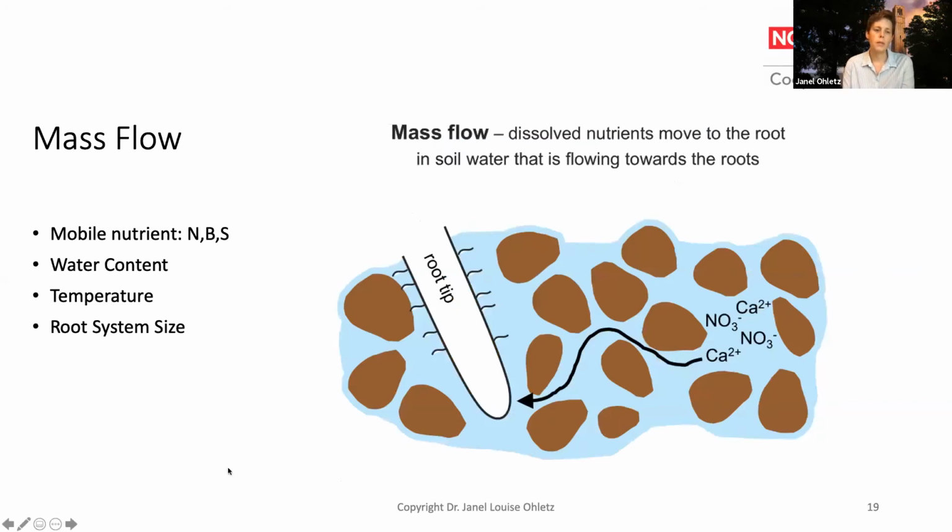So just digging deeper into these three mechanisms, we have mass flow, which is essentially kind of like a vacuum. As the plant takes up water, these nutrients in the soil solution flow easily towards that root tip and get taken up as the plant takes up water. They're fairly easy, and the plant is not expending that much energy in doing so. However, they are controlled by water content as well as temperature. Some plants do not actually transpire or even have functioning roots in cold soil, and so that can control some of that.